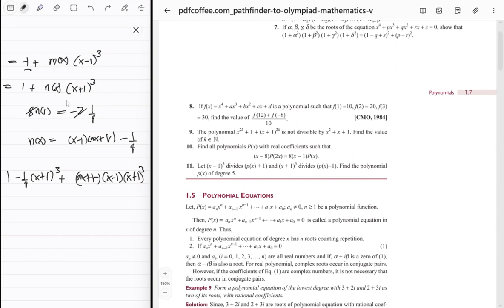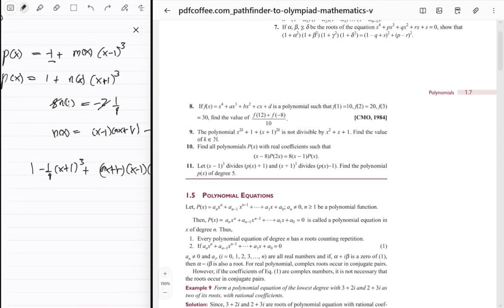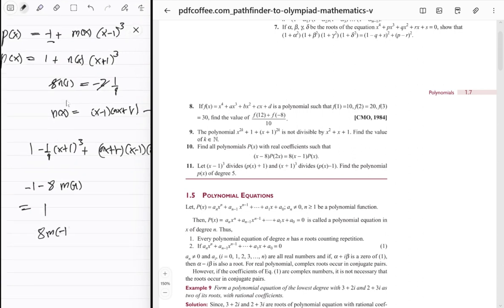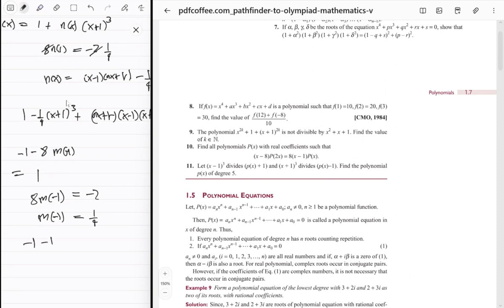X plus 1 cubed, you already got x minus 1 over there. It's getting complicated bit by bit. It's getting very complicated. Okay, let's do the thing. So just put x equal to negative 1. We just get negative 1 plus m of negative 1 times negative 2 cubed. That's going to be negative 8 m of negative 1. That's equal to 1 plus 0. So 8 m of negative 1 is equal to negative 2. So m of negative 1 is also negative 1/4. So it's going to be just negative 1, negative 1/4 of x.